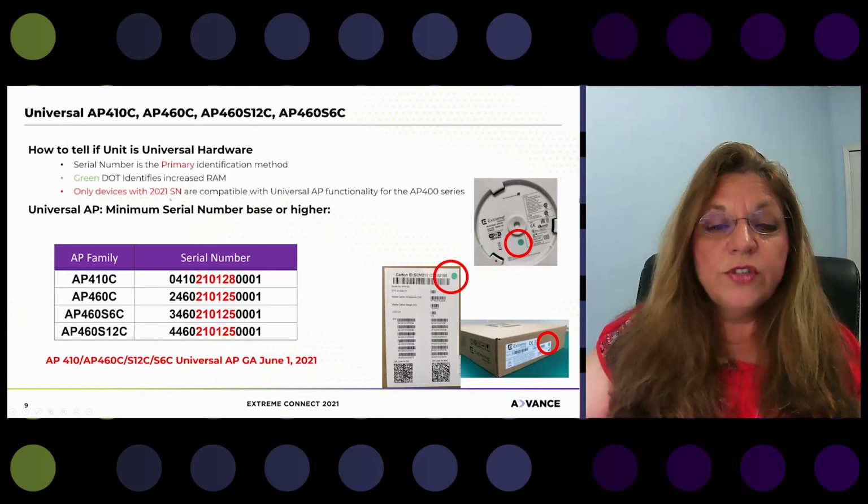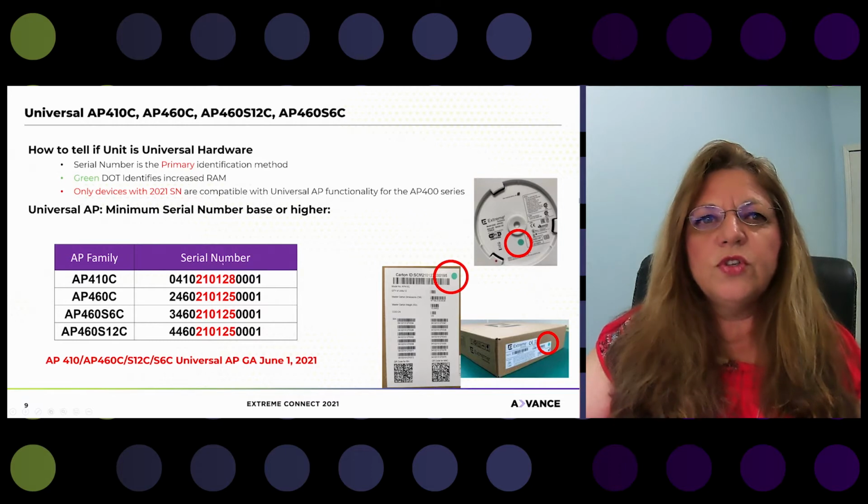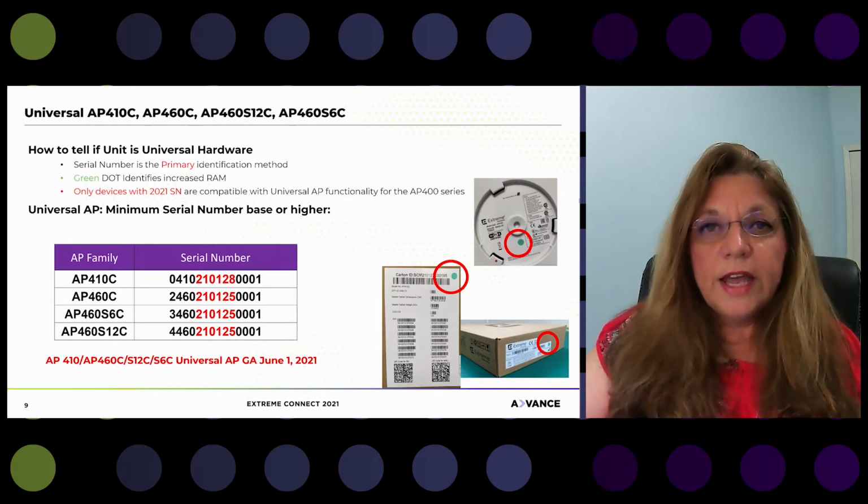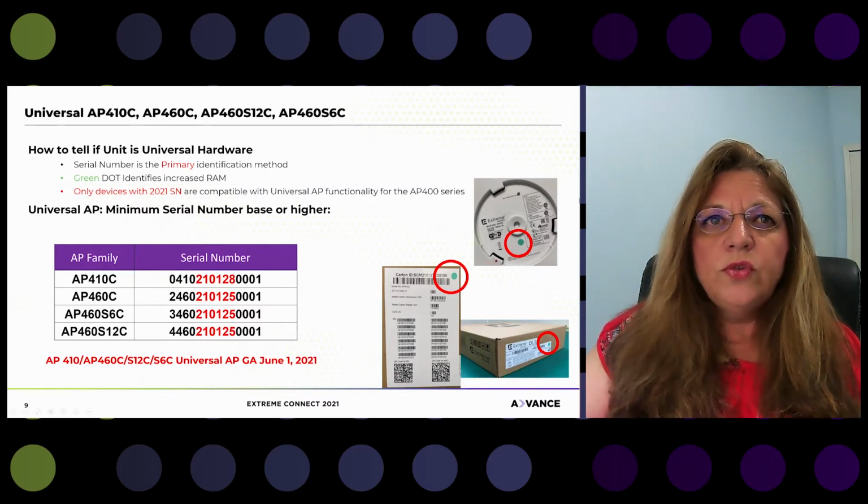Now the AP400 series will launch on June 1st. And the reason is you have to pay attention on the 400 series to the serial number and the green dot, but the serial number actually drives it. Because if you look at the serial number that I have highlighted in red, anything that was manufactured after January 25th and 28th for these models is basically universal. And again, this platform will be released on June 1st. So always use on the 400 series, the primary thing to look for is the serial number.